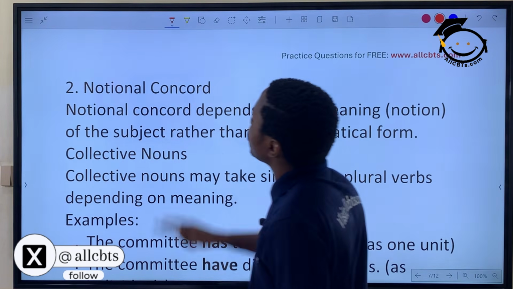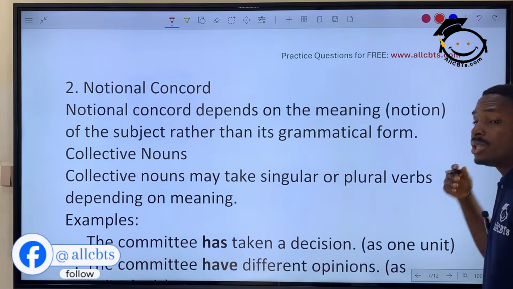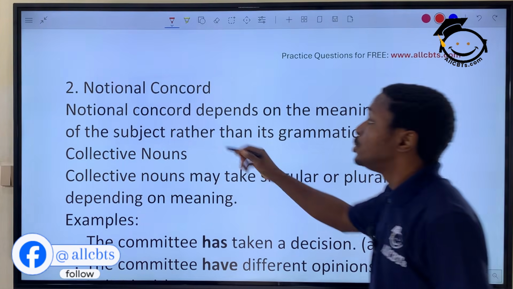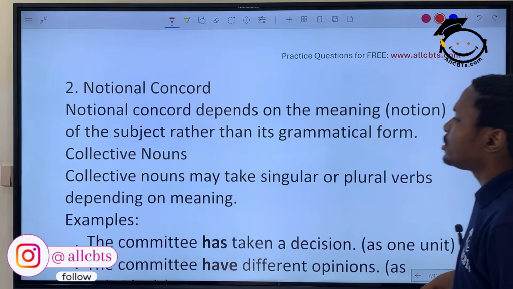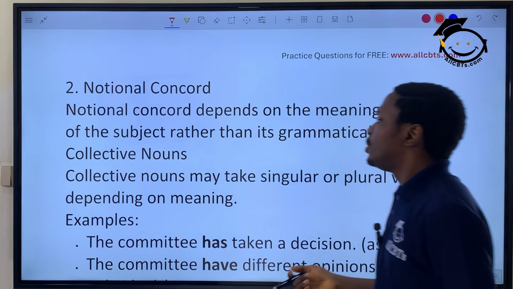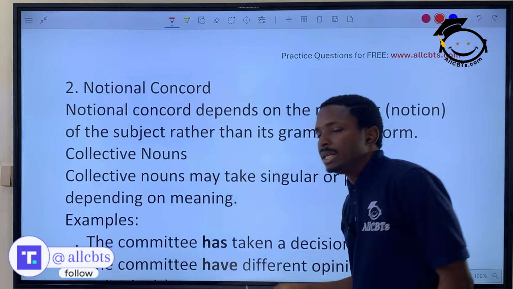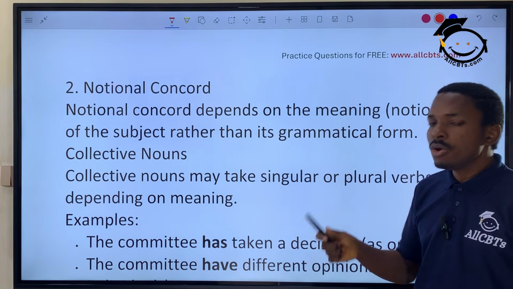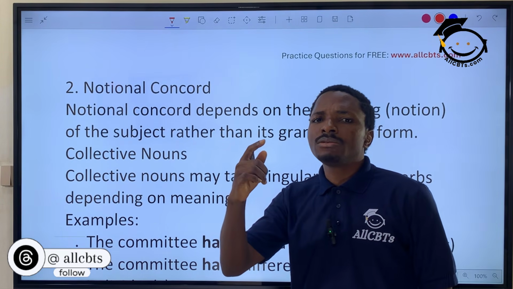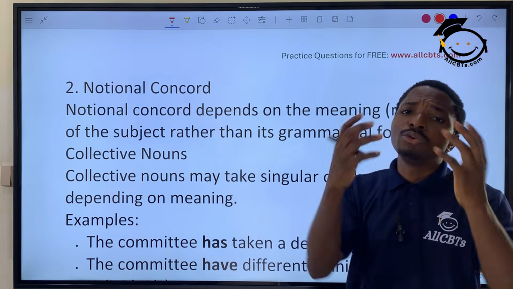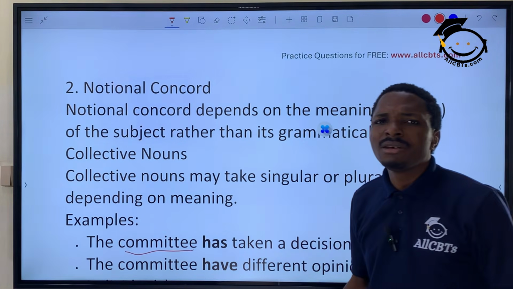Now we have notional concord. Notional concord depends on the meaning or the notion. What is notion? Notion means meaning. So for example, you have collective nouns. A collective noun may take a singular or plural form depending on the meaning. What are collective nouns? They are one-worded nouns that we use for a group of things. For example, committee does not have a plural form.